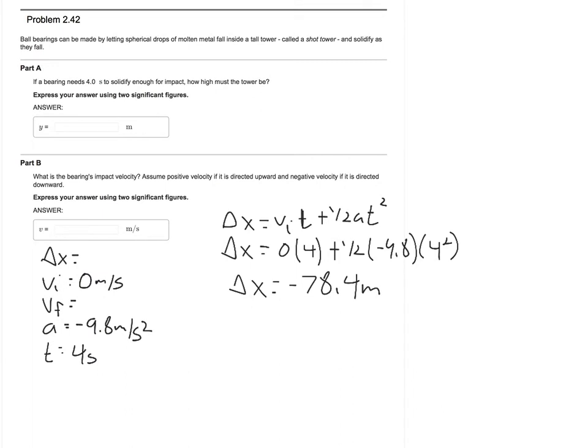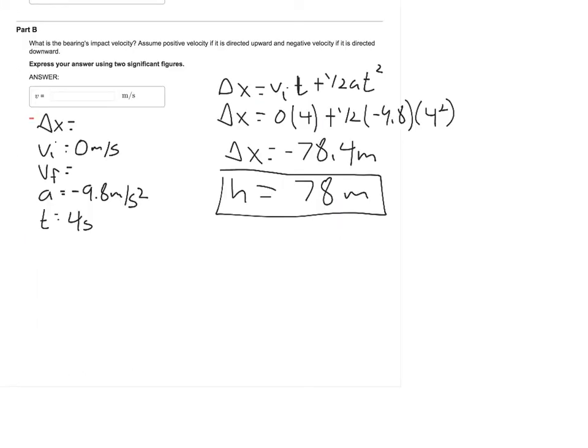However, the question asks, how high is the tower, not what is our displacement. It doesn't really make sense to say the tower is negative 78.4 meters tall. So I'm going to say the height of our tower is simply 78.4, and I'm going to round that to 2 sig figs, so just 78 meters.